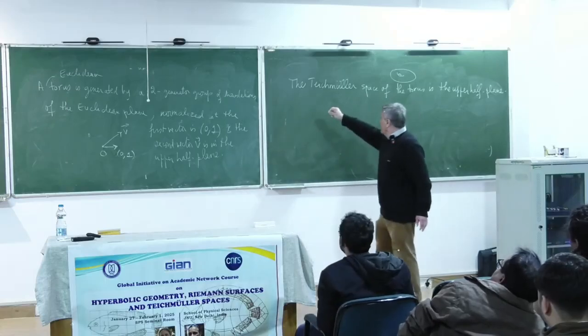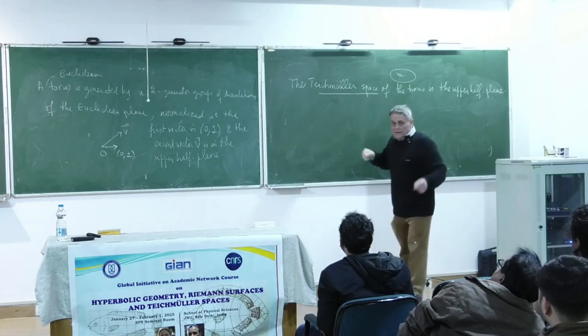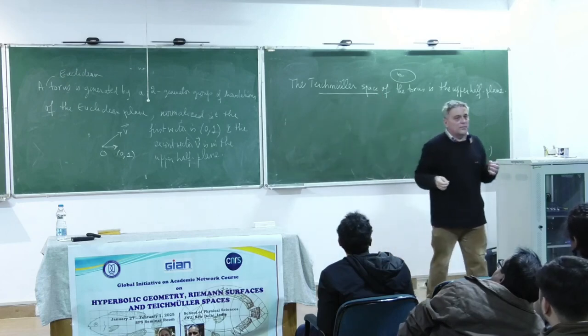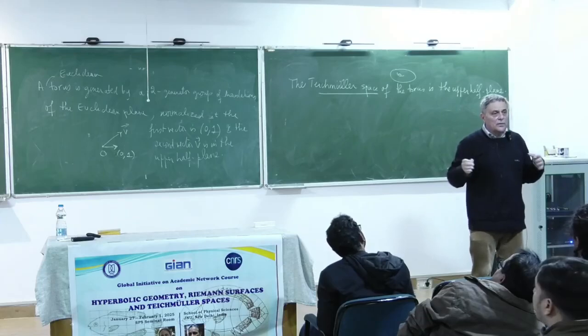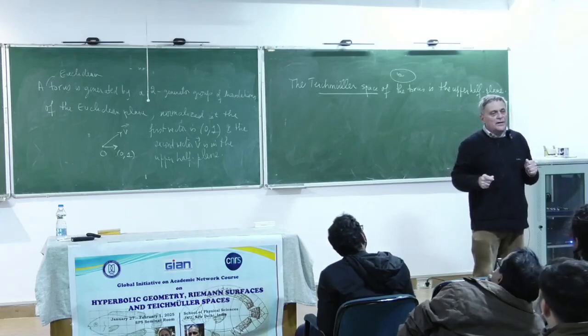We talked about Teichmüller space. You have a rough idea now of what it is. It is a space of metrics. It's the space of all Euclidean metrics on the torus. And the upper half plane reminds you of what? Reminds you of the model for hyperbolic geometry, right?